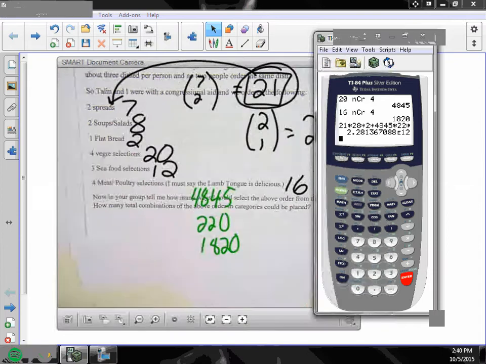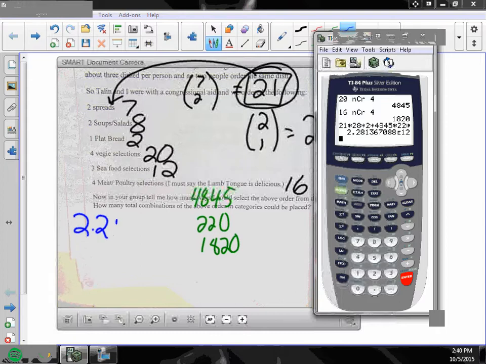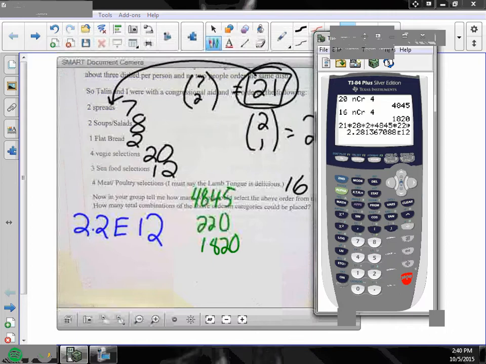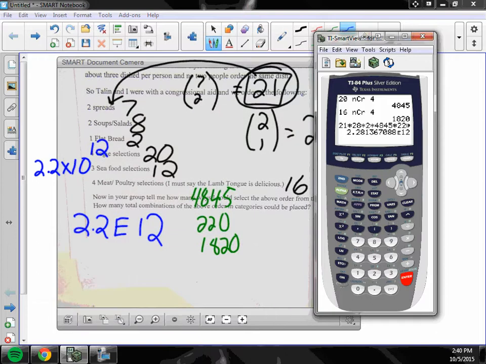Oh my goodness. So I want you to write it this way: 2.2 e to the 12th. What does that mean? I need to move that decimal to the right 12 places. It really is 2.2 times 10 to the 12th, and each 10 moves the decimal one place. So I need to move this that many times and fill those in with zeros.